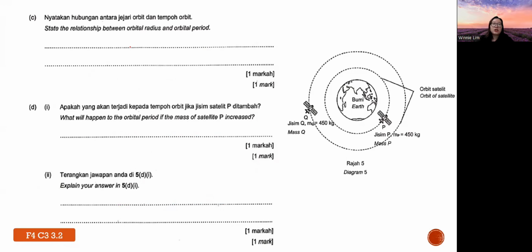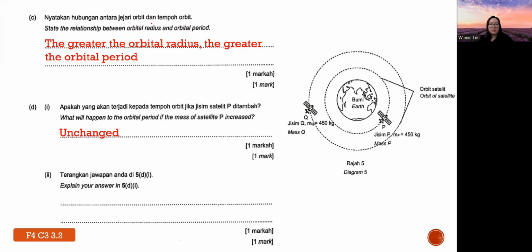Then what is the relationship? Directly proportional. You can use the term directly proportional. That means you say orbital radius is directly proportional to orbital period, or you can use the word greater, increase. Now, what happens to the orbital period if the mass of satellite P increases? Generally, it will not change, right? Why? Because period is independent of the mass of the satellite.